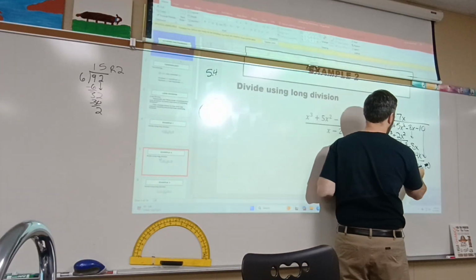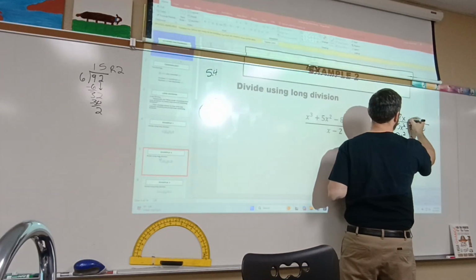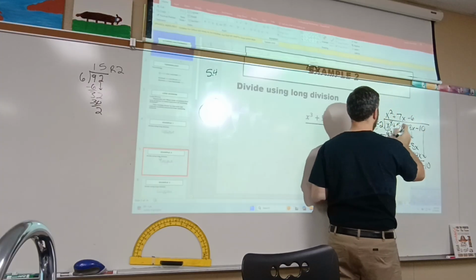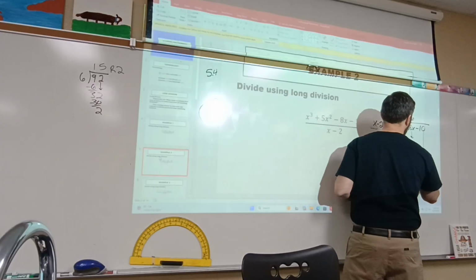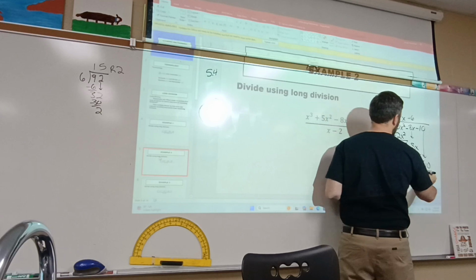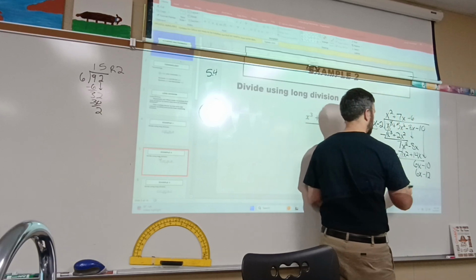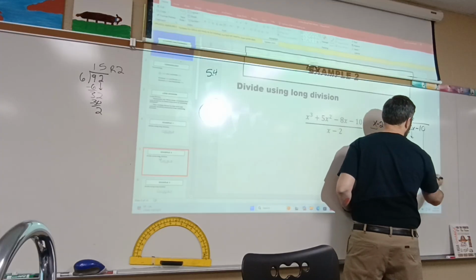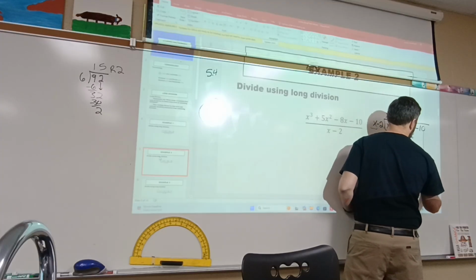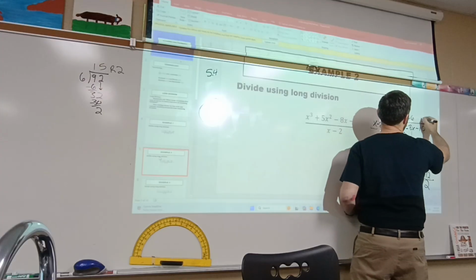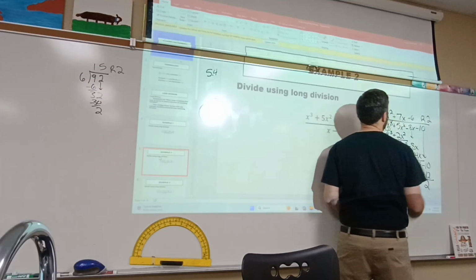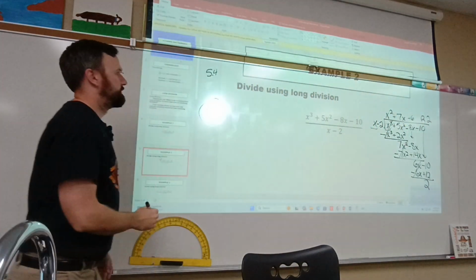What do I times x by to get 6x? Well, 6x, or 6, of course. 6 times x is 6x. 6 times negative 2 is negative 12. Change all my signs. I get 2. Remainder 2. Ta-da!